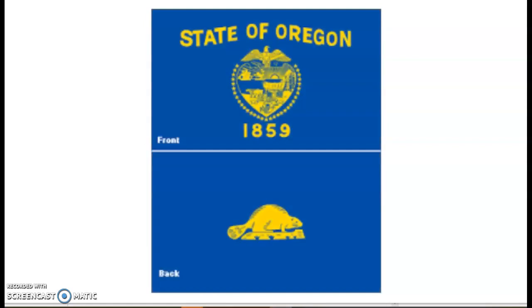Okay, this presentation will hopefully be useful to me later on as a study tool when I decide to get my credential in my home state. I live in the state of Oregon, the only state that has a two-sided flag. That is a beaver on the reverse side, and that is not a duck on the top of the slide.